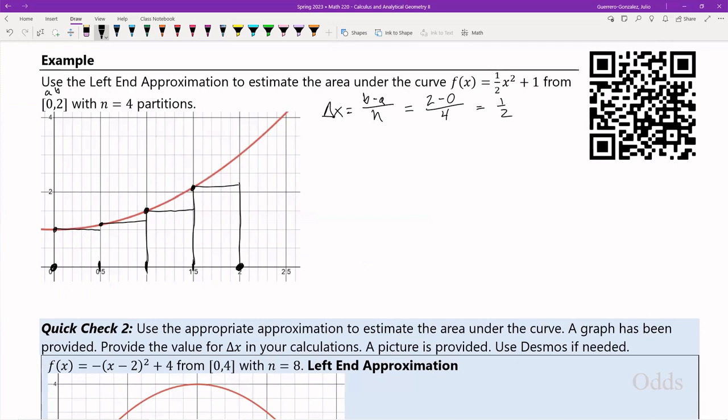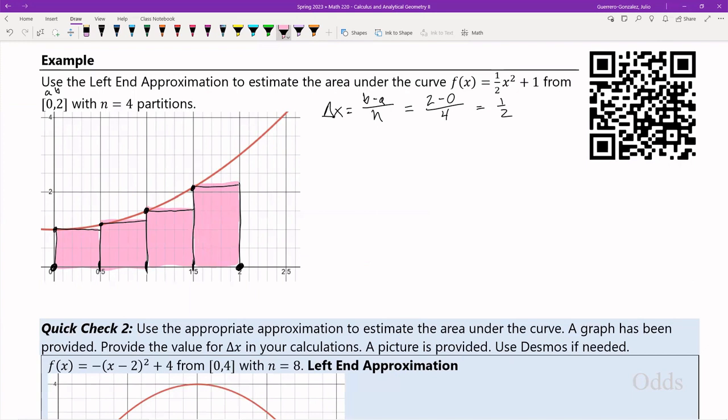So notice that I'm using left hand approximation because that's what it's saying, right? So I'm going to try to find the area for these 4 rectangles right here. I'm going to highlight them just so that we know what we're looking at. All right, there we go.